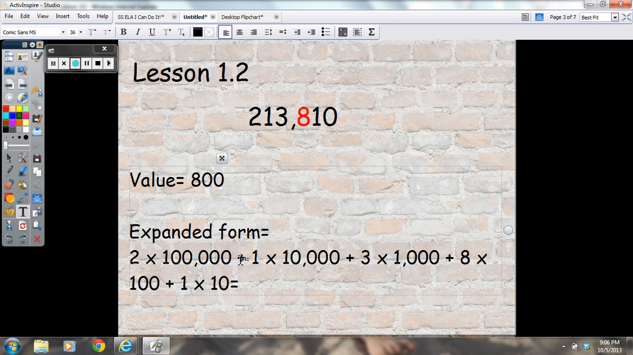If I took these products and added all of them together, I would get my answer, 213,810. And that's how you find the value, and this is how you write it in expanded form. What I want you to do is press the pause button and try one on your own. Once you've completed it, press the play button to see if you solved it correctly.